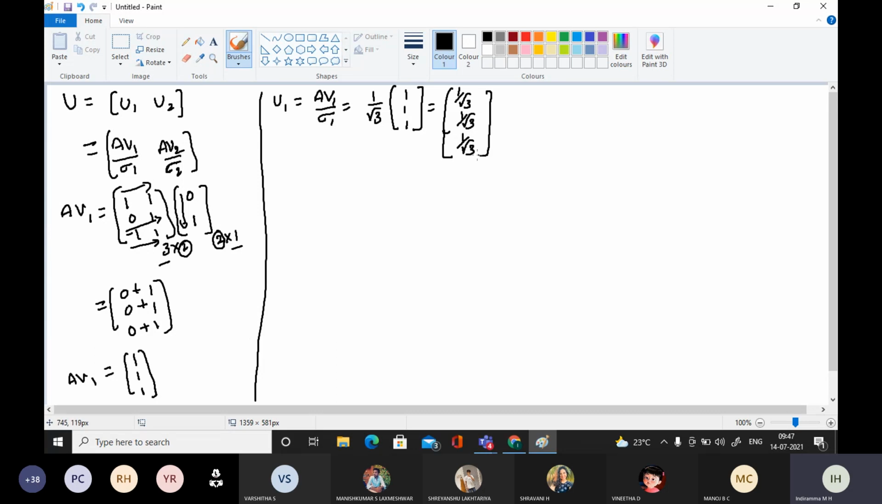Next we have to construct U2. So U2 will be A V2 divided by sigma 2. So first I will find out A into V2. We have the matrix A as [1, 1; 0, 1; minus 1, 1]. What is V2?